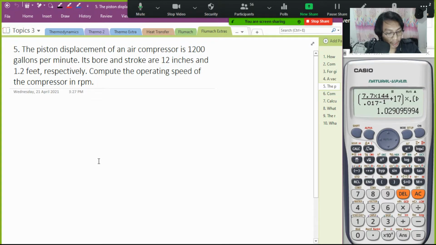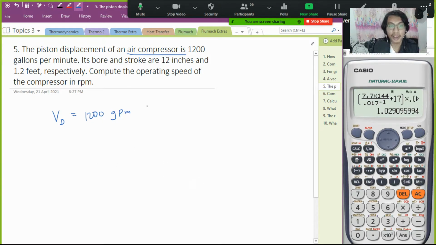The piston displacement of an air compressor. So, air compressor na tayo. Okay? For the entire discussion ng air compressor, meron ako niyang available sa aking fluid machinery discussions. So, ang gagawin ko na lang isolve to and pinpoint yung mga dapat tandaan. Meron siyang piston displacement na, so volume discharge ang binigay sa'yo. 1,200 gallons per minute. Okay?